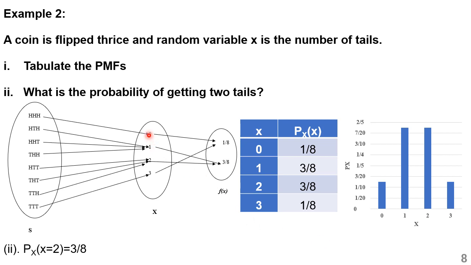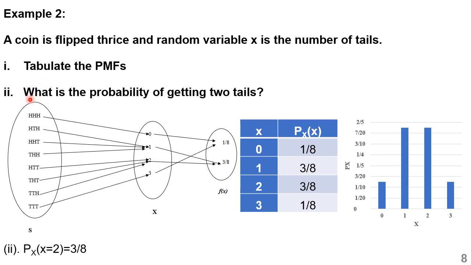We can see here that 0 has 1 by 8, 3 has 1 by 8, whereas 1 and 2 have 3 by 8. And so the graphical representation is shown here. For 0 it is 1 by 8, for 1 and 2 it is 3 by 8, and for 3 it is 1 by 8.